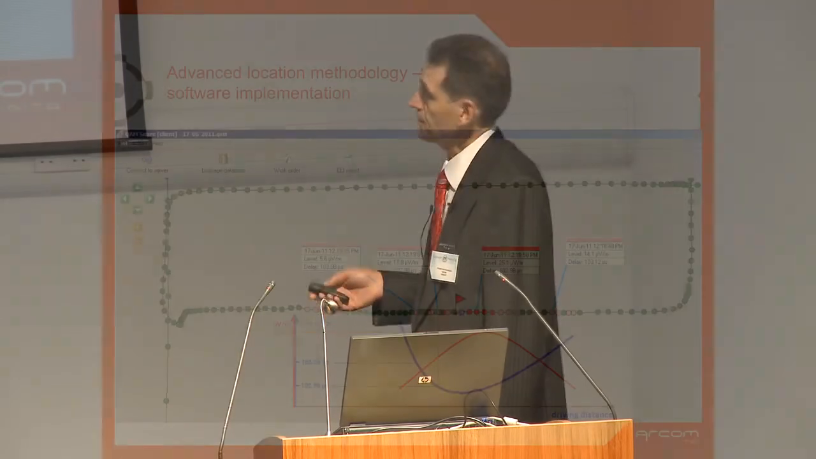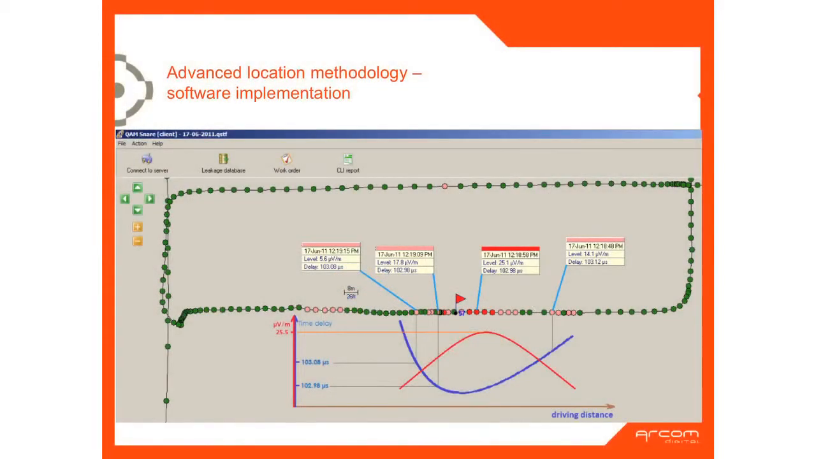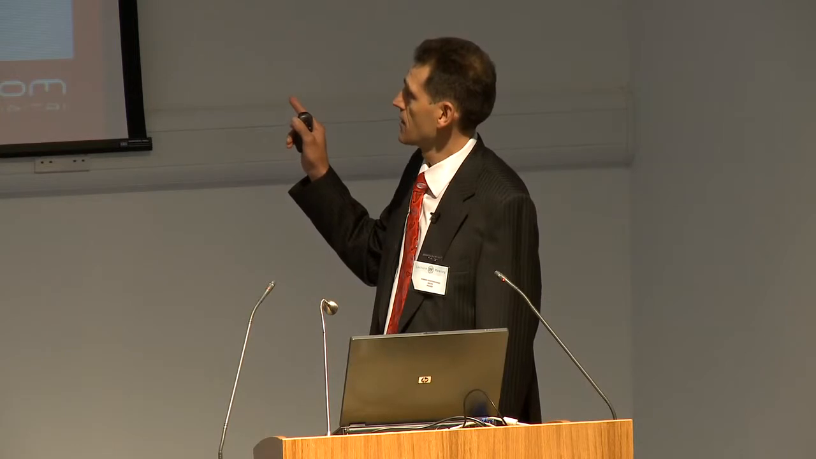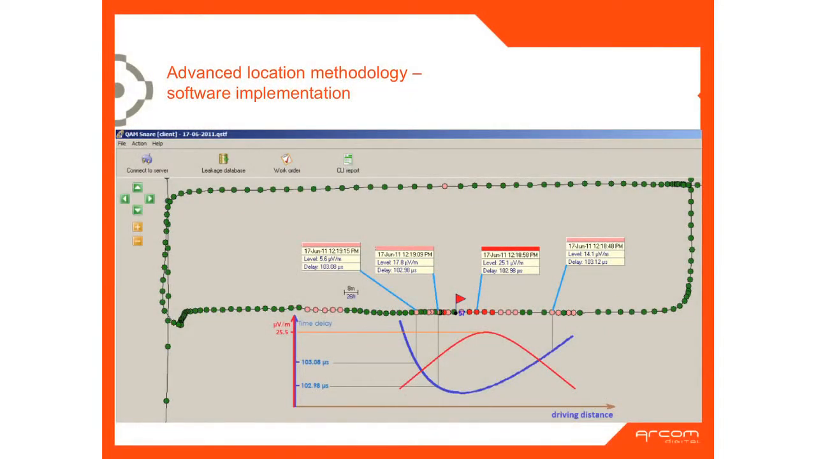Here is an example of a record and how that location method works. The green dots on this screen are the points where there was proper transmission between the handheld and the headend. The samples were received. The pink dots are the symbols of the moments when detection of the leakage was made and the record was made according to a certain threshold. The flag is put in a place where the actual leakage source is located.